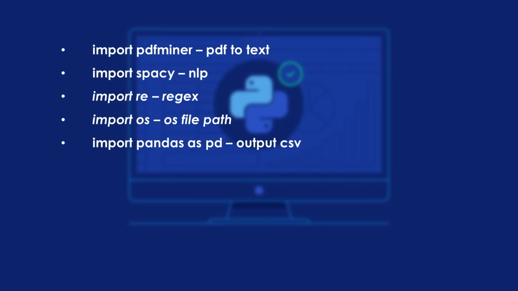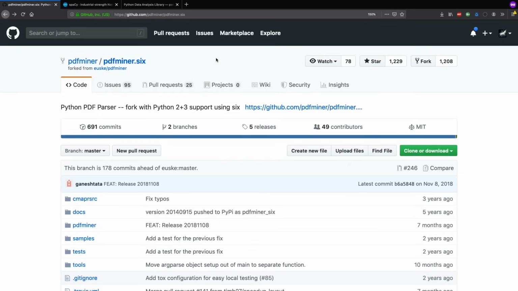So the packages that we would be using are PDF Miner, Spacy, RE, OS, and Pandas. Of all these 5 packages, RE and OS are already installed by default in your Python environment. So it is required for us to install PDF Miner, Spacy, and Pandas. As we just saw, of the 5 required Python packages, 2 come by default with your Python installation. Those are RE and OS. So we'll go ahead and see how to install the rest of the packages, which are PDF Miner, Spacy, and Pandas.